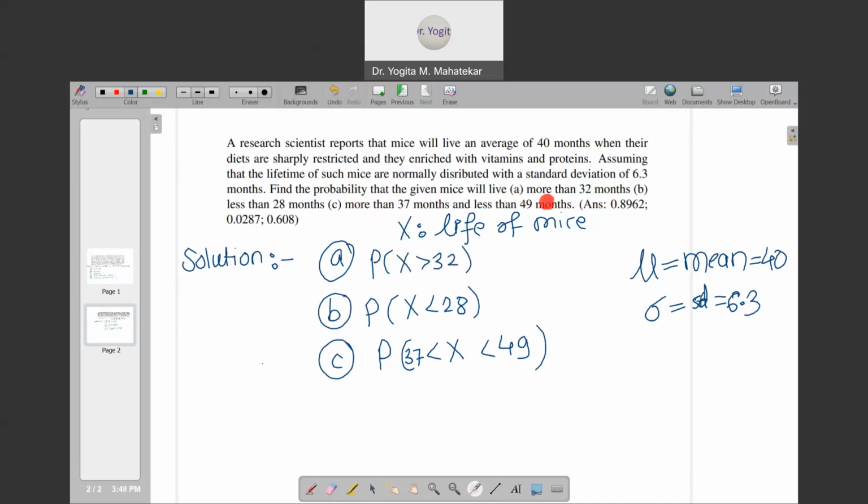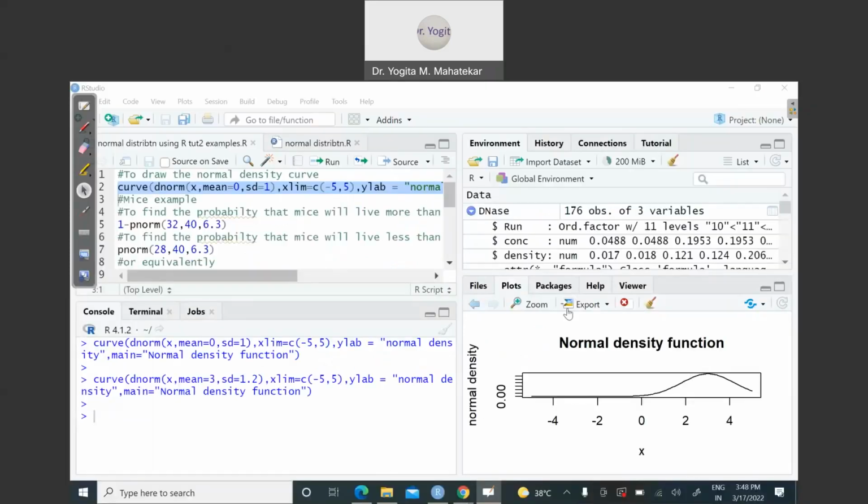So you know, mean and standard deviation are also in the same unit, namely months. So the probability statement will be written in the same unit. So for capital X greater than 32, we have to find its probability. Let us go to the R console, and I will tell you how to find the probability that capital X is greater than 32.